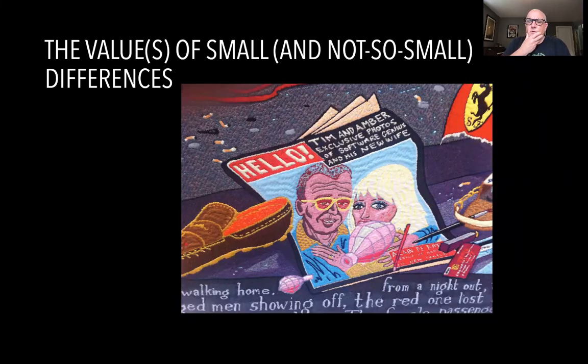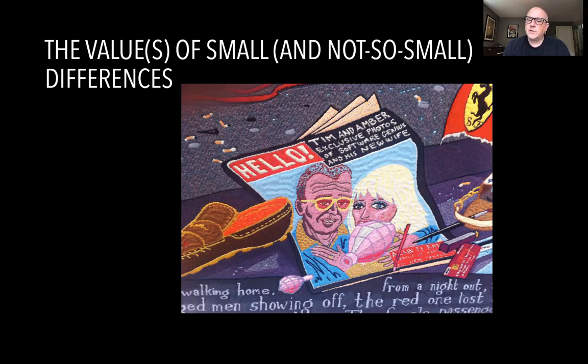So I wanted to highlight one last detail here that I think is really significant, or at least it is for me in any case. It's this magazine that is thrown out of Tim Rakewell's car as a result of the accident. It's called Hello. Hello is the British equivalent of People magazine, right? It's certainly not literary. It's a pop magazine, right? And the cover story here is of Tim and his new bride, the woman that we saw in the background that's covered in his blood. Tim and Amber, exclusive photos of software genius and his new wife, right?